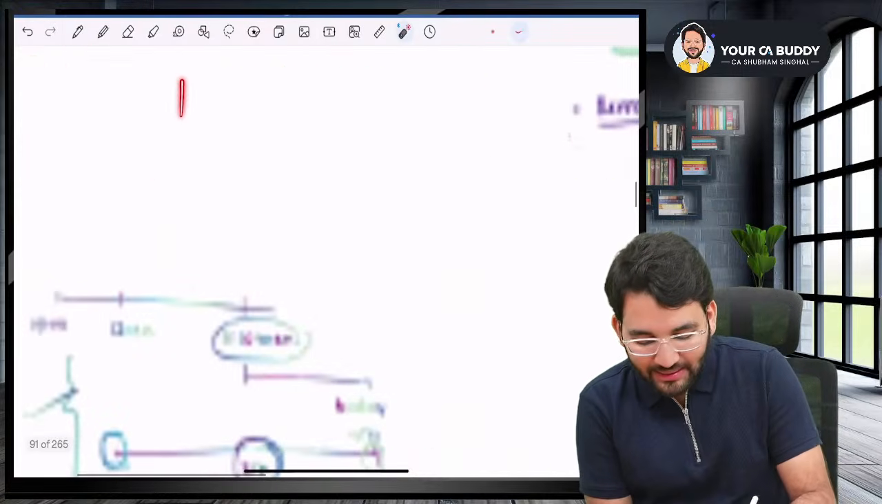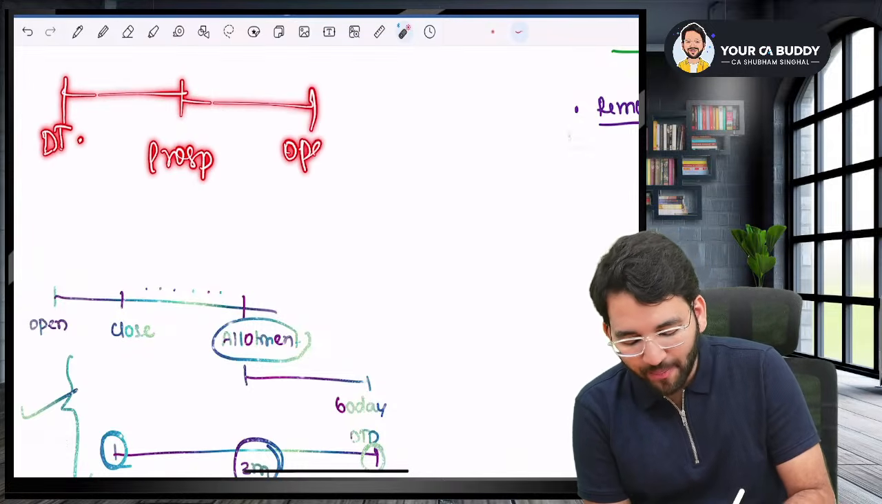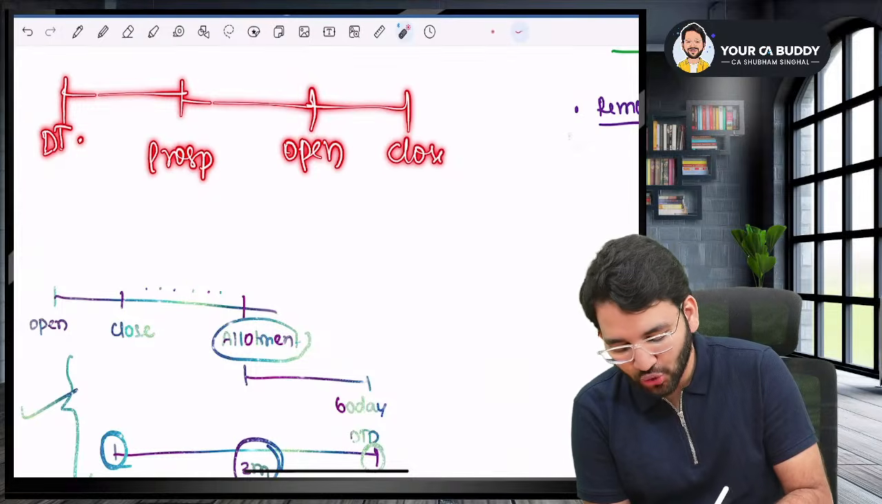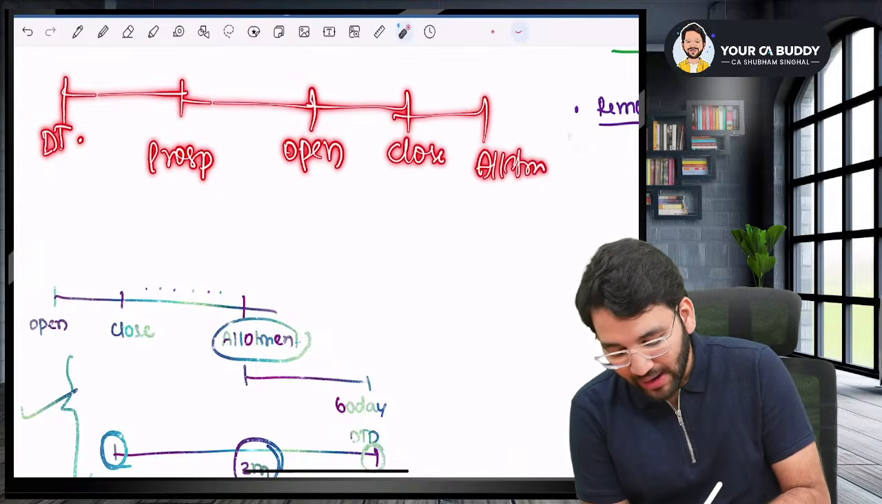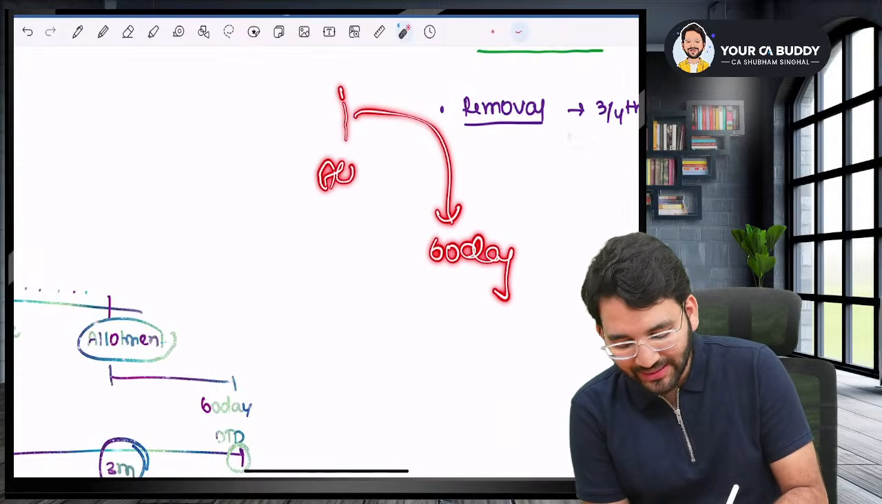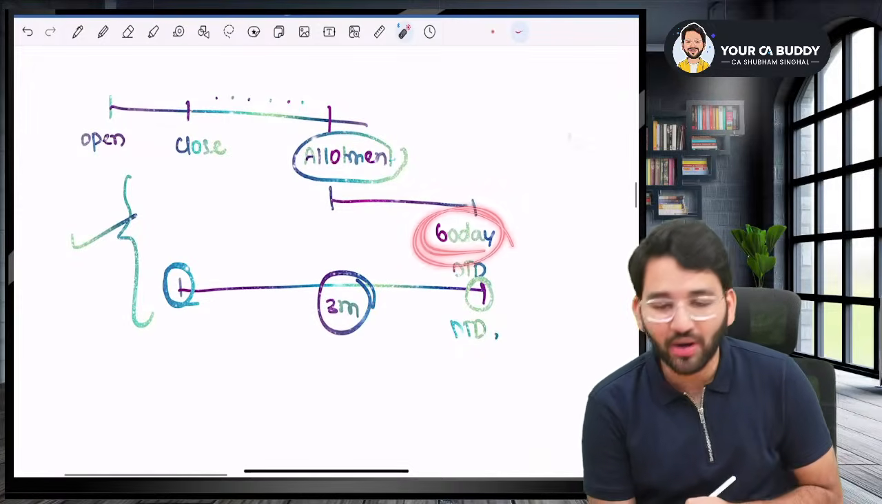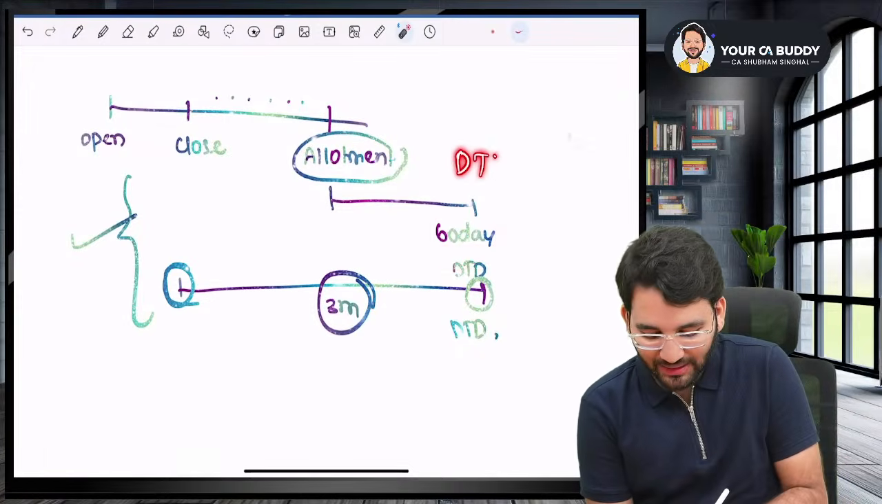So basically, this is the prospectus. Before the prospectus, you will appoint a debenture trustee. After that, you will open the issue, close the issue, and then you'll do the allotment. And after allotment, within 60 days, you will do what? You will enter into a debenture trust deed.